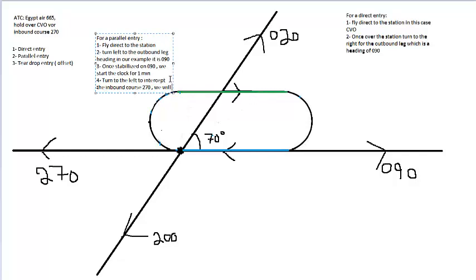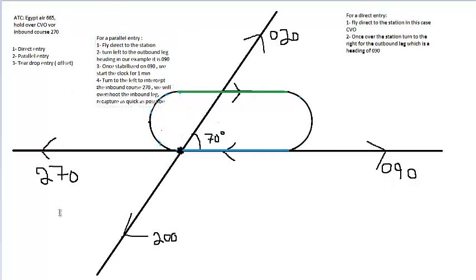Otherwise you're not going to take it from the first time, so you must overshoot, or it just happens you will overshoot the inbound leg. So overshoot the inbound leg, but recapture as quick as possible. All you need to do is fly 1 minute, turn left, overshoot, and come back, intercept as quickly as possible. That's for the parallel entry.